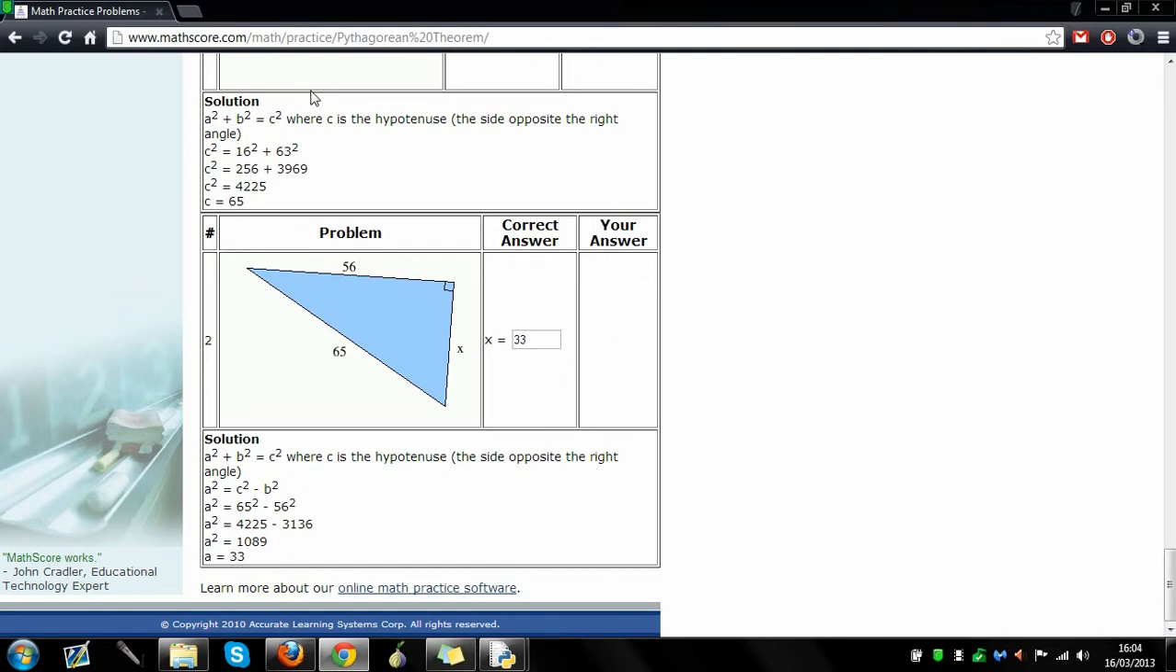So I got that wrong, so I don't know what I'm going to do. I'm going to search for some more Pythagoras theorem problems. So I'm going to pause the video, get some Pythagoras theorem stuff, and then continue.